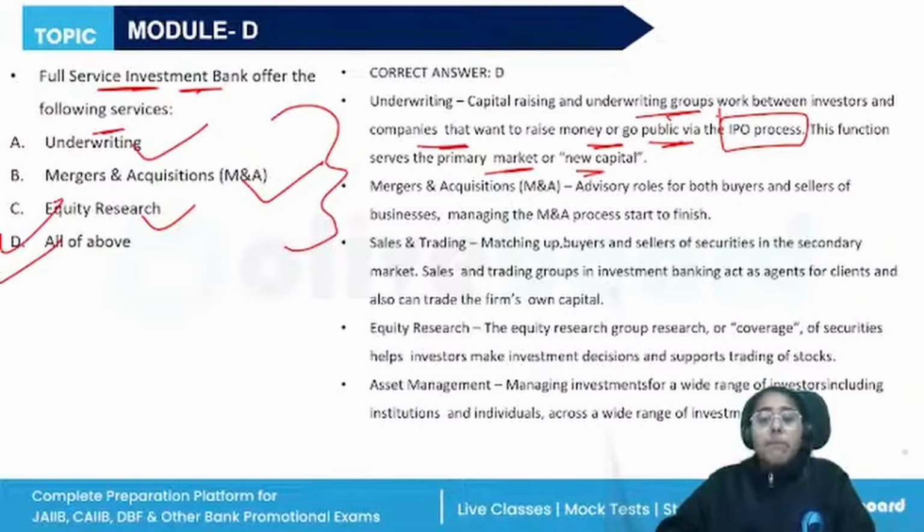Sales and trading, matching up buyers and sellers of securities in the secondary market. Equity research of the securities, and asset management. So these are the services which are provided in investment banking. All right. So it deals with the creation of capital for other companies, governments, and other entities. So D, all of the above.